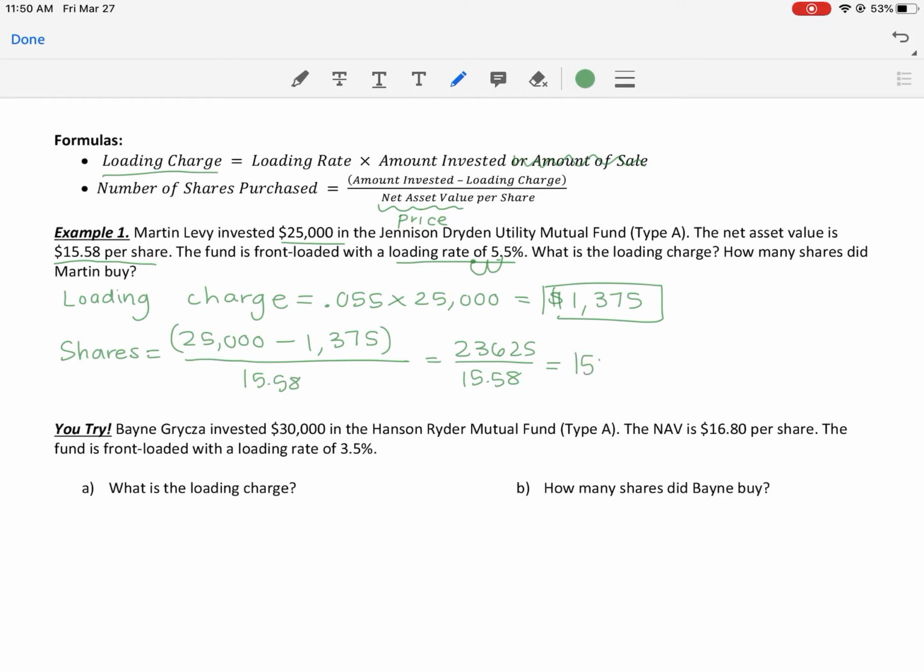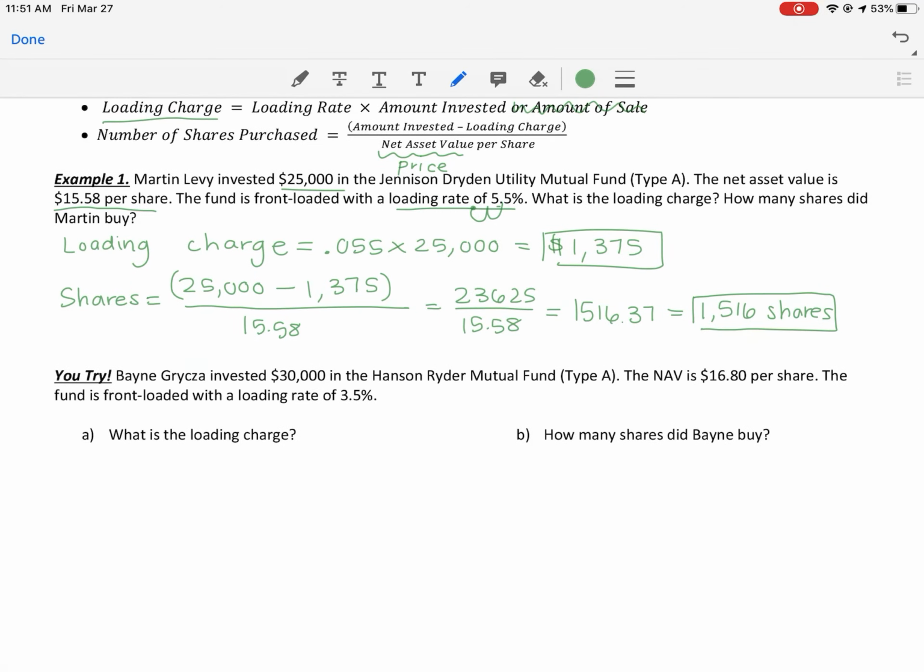And when you do that, you end up with 1516.37, if I round, 1,516 shares. Your other option here is to type in that whole first part, 25,000 minus 1,375, and if you put that in parentheses, then you can divide by 15.58 all in one step.